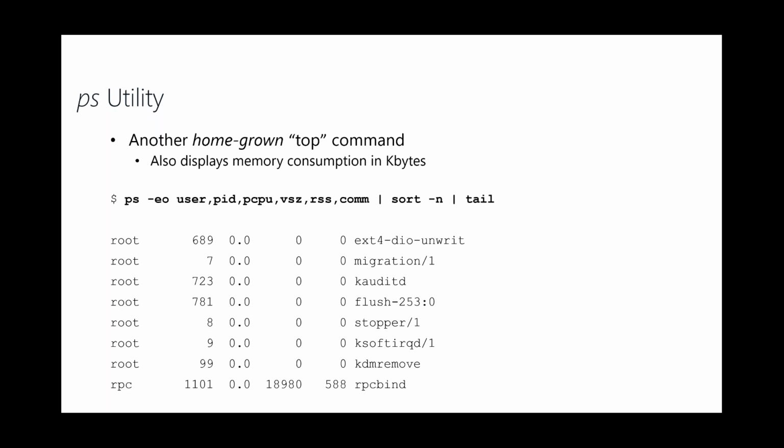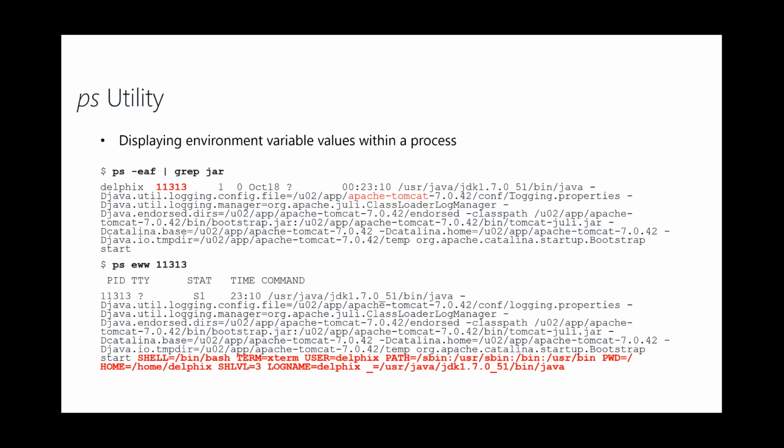I can also go out here and do a ps -ef, and then I've piped it to grep for jar. What I'm looking for is my Java commands on this one. Jar, of course, Java. And it tells me very quickly that I have a process with the PID 11313, and it's coming from my Apache Tomcat, and I can see this here.